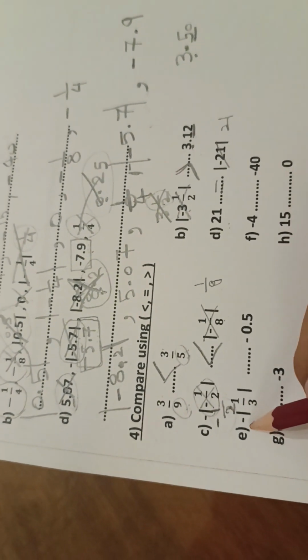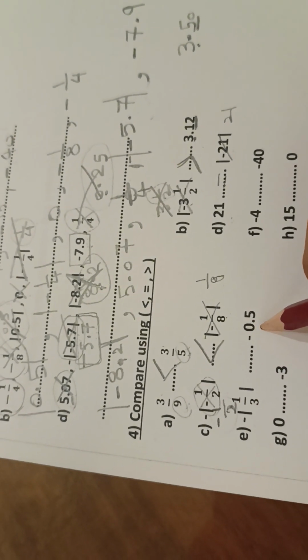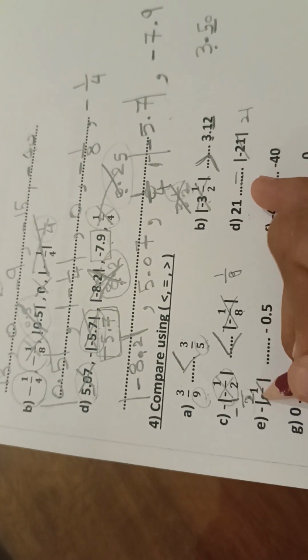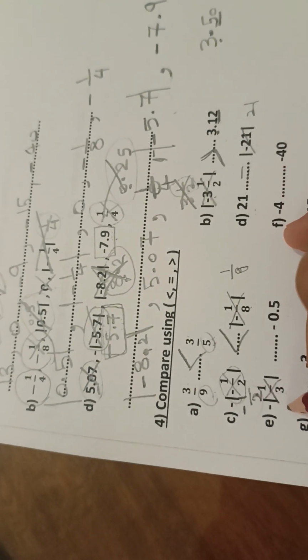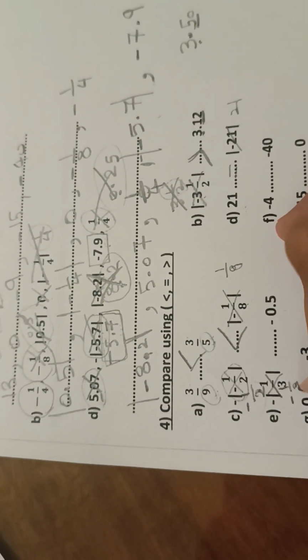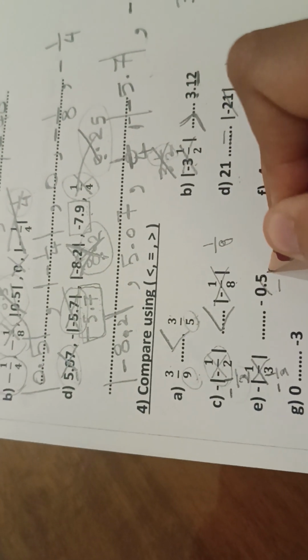Letter E, negative absolute value of 1/3 and negative 5/10. So negative absolute value of 1/3: the negative will stay the same, and it will face 1/3 out of the absolute value. Now I have to compare between negative 1/3 and negative 5/10. Negative 5/10 means negative 1/2.